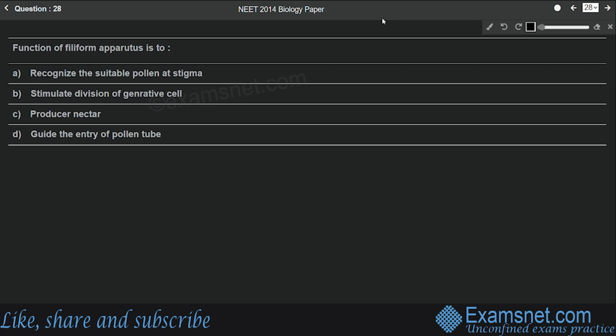So this is another question from the chapter Sexual Reproduction in Flowering Plants, and the question is, function of filiform apparatus is to. Options are recognize the suitable pollen at stigma, stimulate division of generative cell, produce nectar and guide the entry of pollen tube. So the correct answer will be option number D. Okay, filiform apparatus is present in the synergids, right? And it plays an important role in guiding the pollen tube into the synergids. Therefore, option number D will be the correct answer.